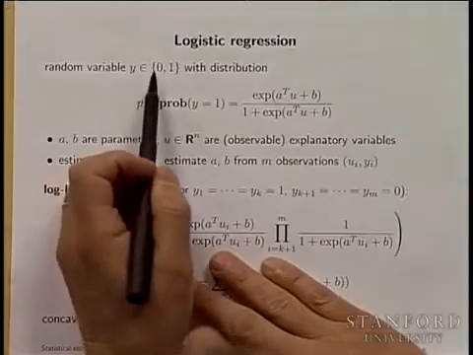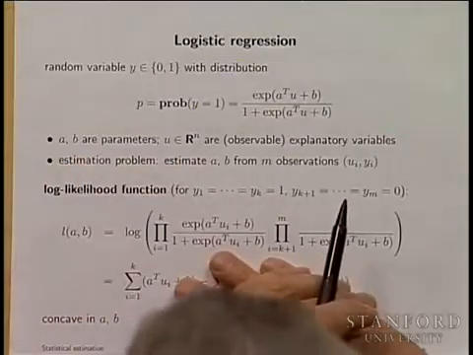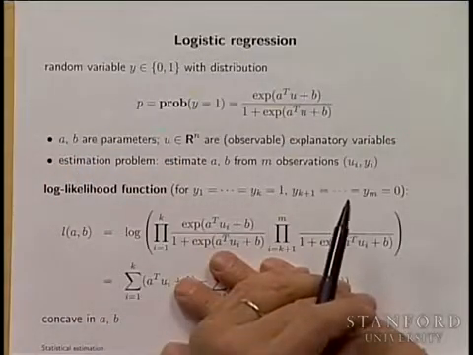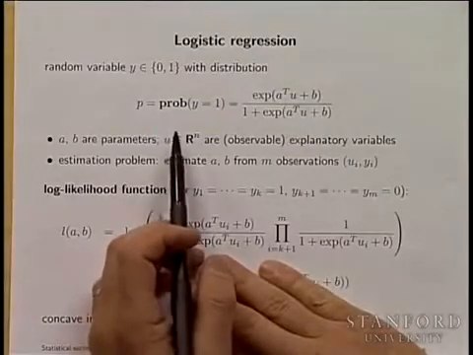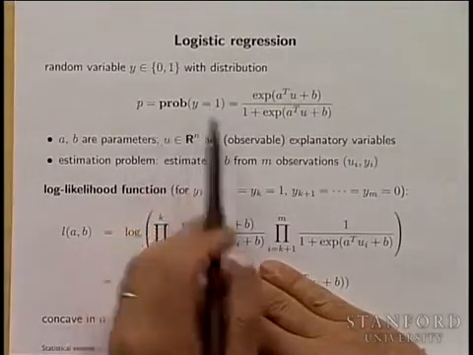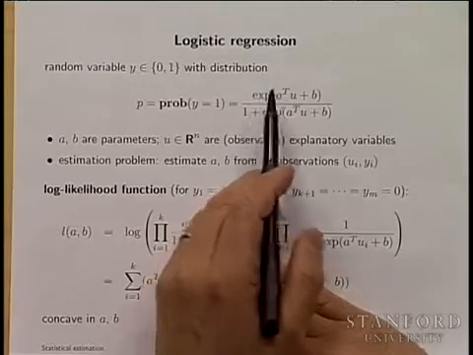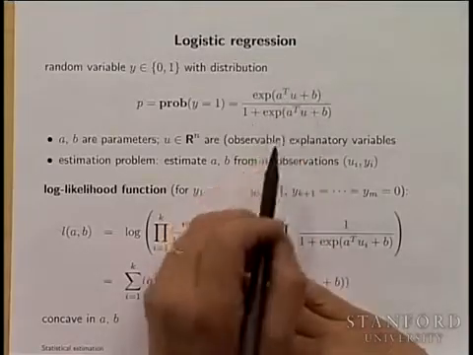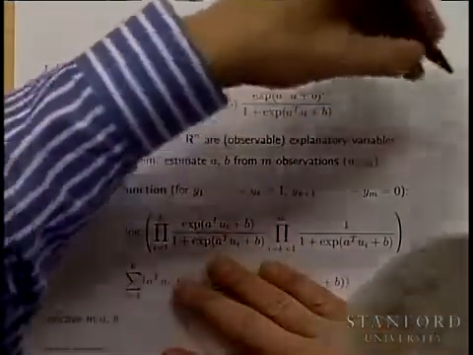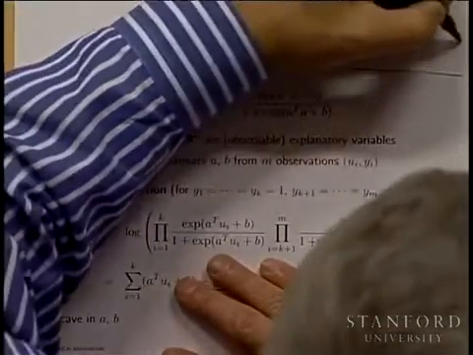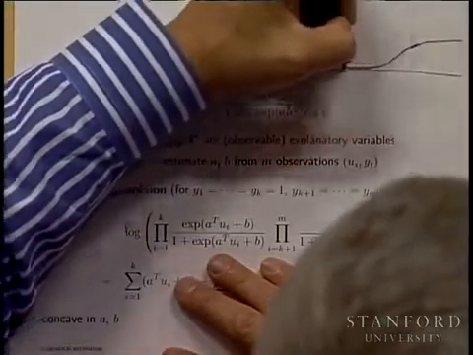I have a random variable y that's in {0, 1}, and its distribution is the following. It has a logistic distribution, so the probability that y is 1 is e to the (a transpose u plus b). It's e to a number divided by 1 plus e to the number. So that looks like this, if you plot this function.